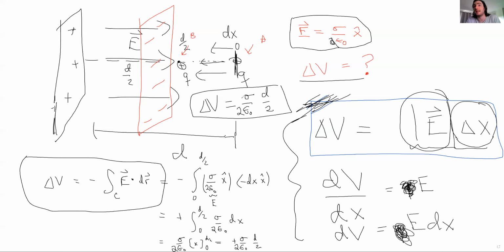Okay, we already know what the answer is going to be because we just basically calculated it. And then we'll use that answer to determine some properties of a device which is built out of two sheets of charge, namely a capacitor. So that's what's coming in the next chapter, which is going to be really important in the subsequent chapters as well.